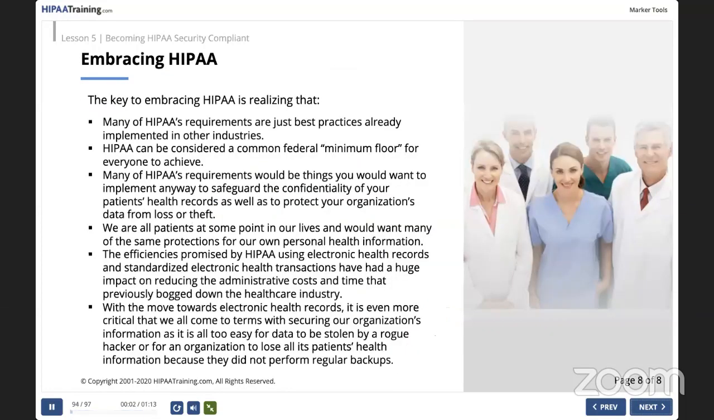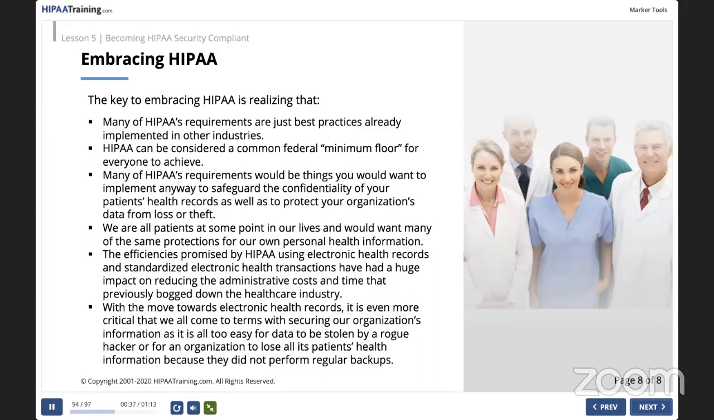Embracing HIPAA. The key to embracing HIPAA is realizing that many of HIPAA's requirements are just best practices already implemented in other industries. HIPAA can be considered a common federal minimum floor for everyone to achieve. Many of HIPAA's requirements would be things you would want to implement anyway to safeguard the confidentiality of your patient's health records, as well as to protect your organization's data from loss or theft. We are all patients at some point in our lives and would want many of the same protections for our own personal health information.